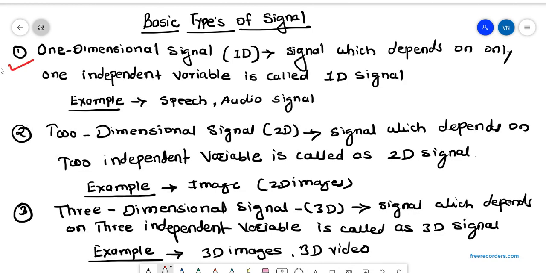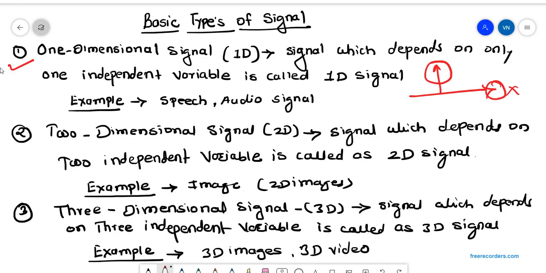So first go through that first video and then watch this second video, then you can understand what I'm going to explain. Basically, a signal which depends on only one independent variable has an x-axis and a y-axis. The dependent variable is always on the y-axis and the independent variable is always on the x-axis. This type of signal is called a one-dimensional signal.